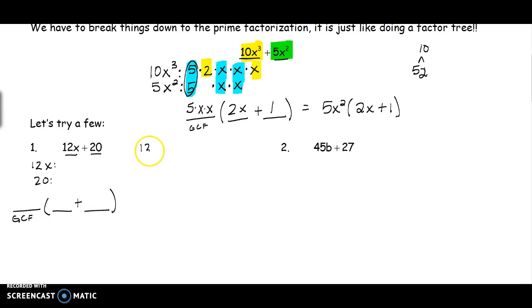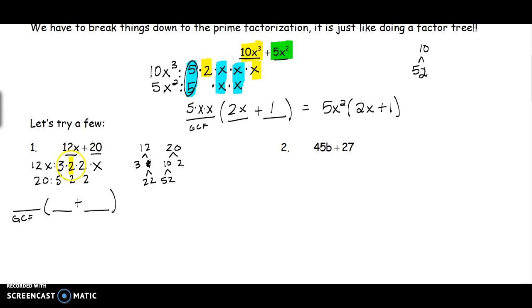So let's break down 12. 12 is 3 and 4. 4 is 2 and 2. We can cross off the 4 and the 12. We're not going to use that. Okay, so we have 3 times 2 times 2 times x. We only have one x. And then if we break down 20, we would have 10 and 2, 5 and 2. So we have 5 times 2 times 2 and no variables.